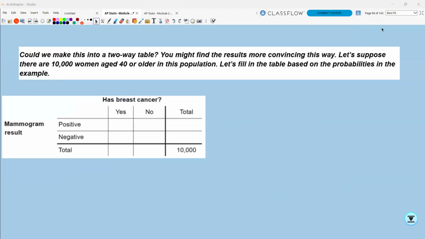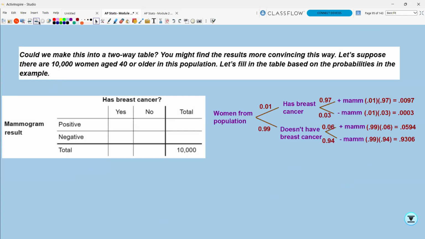Before we do that, I just want to see if you can think about how to take that tree diagram and convert it into a table, a two-way table of values. Sometimes that makes it easier for people. So here's the scenario again. And let's assume we have 10,000 women in this case to make our calculations easy. I want to show you the numbers that I got, and let's see if you can figure out where they came from.